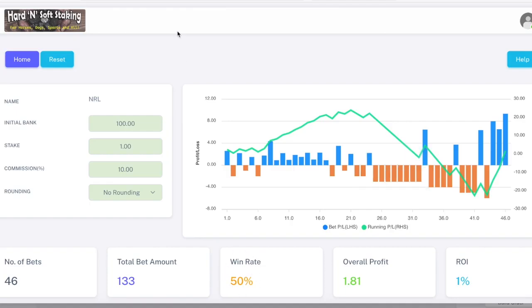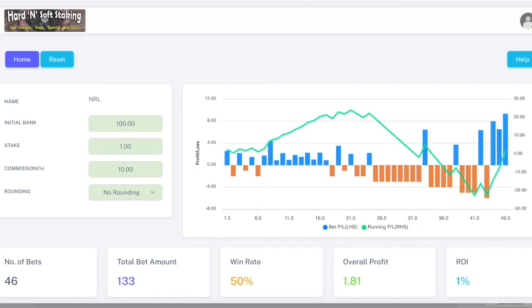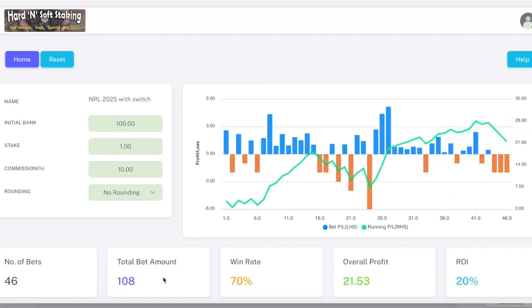Let's have a look at how this goes if we make the change at State of Origin. And you can see instead of being a $1 profit, it's a $21 profit. It's a 70% strike rate. And we've actually bet less. Instead of the $133, we've bet $108 instead to make that $21. So we've bet less, we've had more wins, we've made more. So it tends to work.